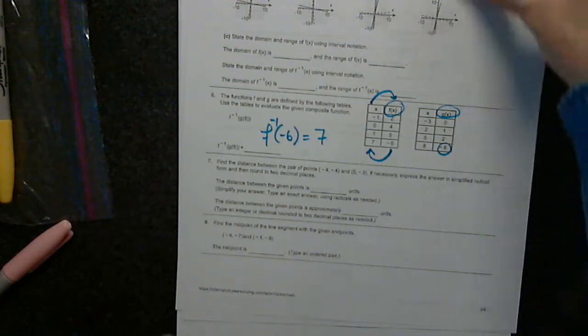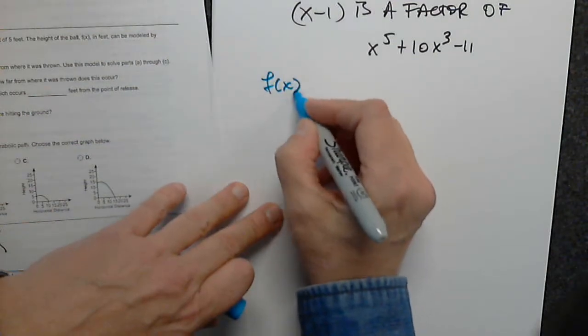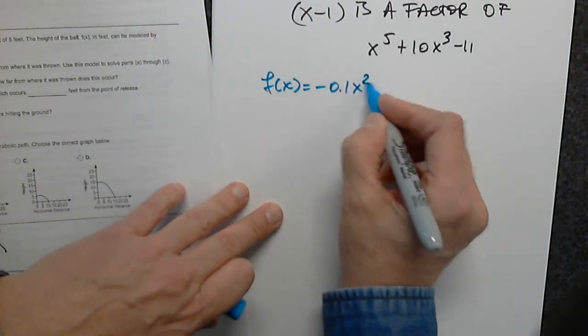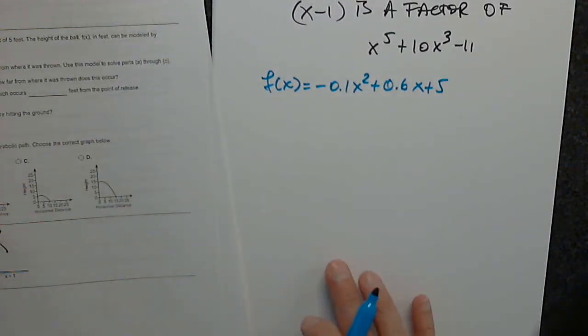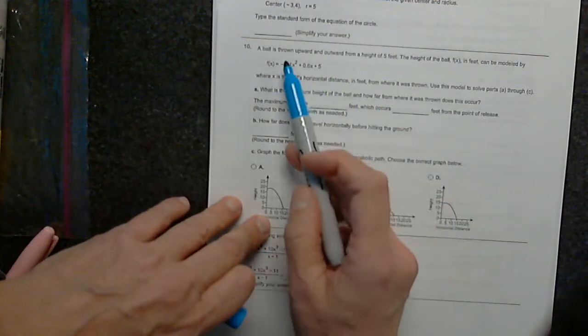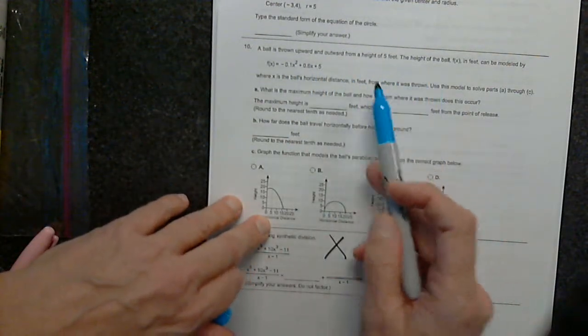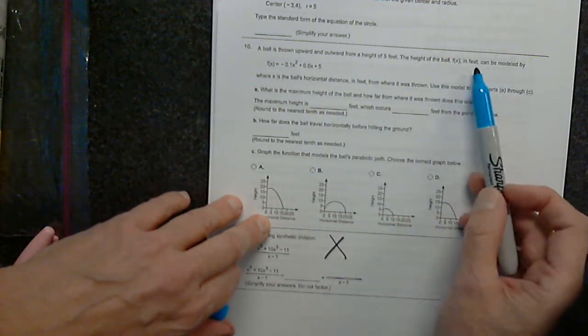Number 10. Very good. So we are given f of x equals negative 0.1 x squared plus 0.6 x plus 5. We are told that a ball is thrown upward and outward. We've had something like this with a height of 5. From the height of 5, the height of the ball f of x in feet.